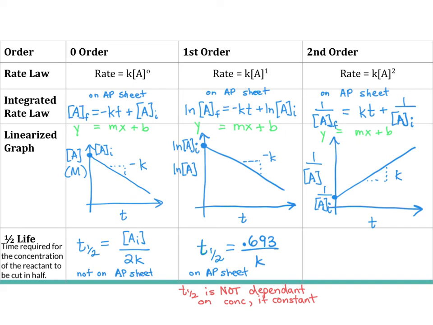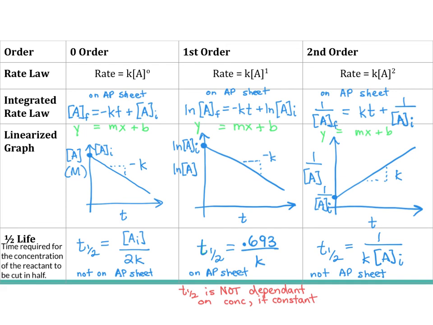I almost forgot to put the half-life equation for this one. Half-life would be equal to 1 over k times the initial concentration of A, and this one's not on the AP sheet. But I, again, just want to point out to you the important thing you want to know about half-life is, of these three half-life equations, only one of them's on the AP sheet, but also that one is the only one that does not depend on the initial concentration of A. So the half-life is constant.